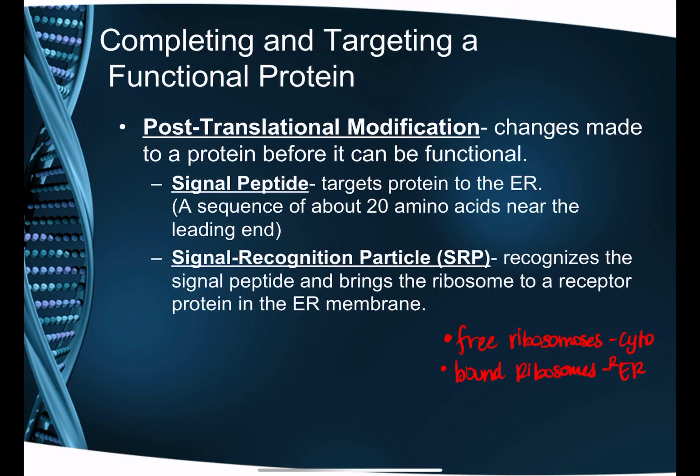Also, if it needs any type of modification, if it's going to have a sugar group attached to it or any type of modification that it would get in the rough ER, then it's going to be made on a bound ribosome. But then remember, it goes from the rough ER to the Golgi, and the Golgi is like the post office. It ships it to where it needs to go in the cell, okay? So that's kind of the difference in where they're made.